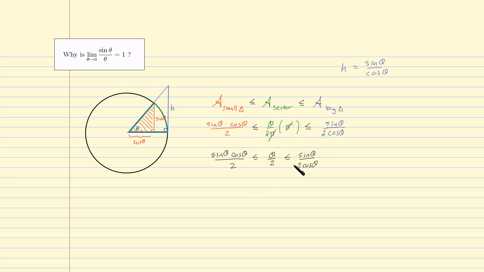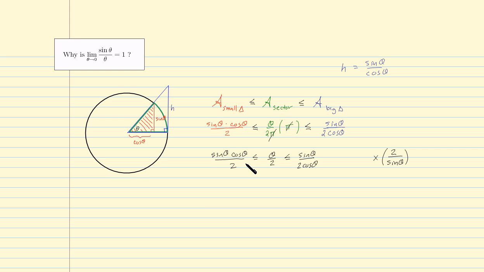Now you may notice there's a lot of 2's here. So one thing we could do is multiply the entire string inequality by 2 to clear all of those out. But I'm going to actually do more than that. What I want to multiply by is 2 over sine of theta. Okay, so I'm going to multiply by that. That's going to get rid of all the 2's.